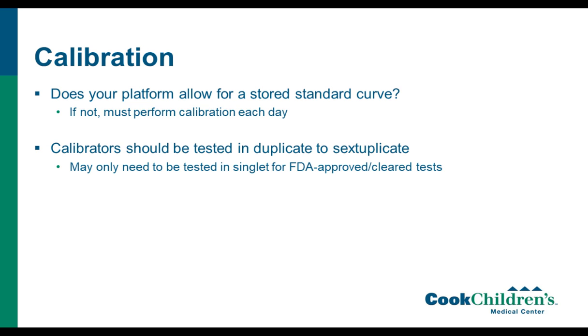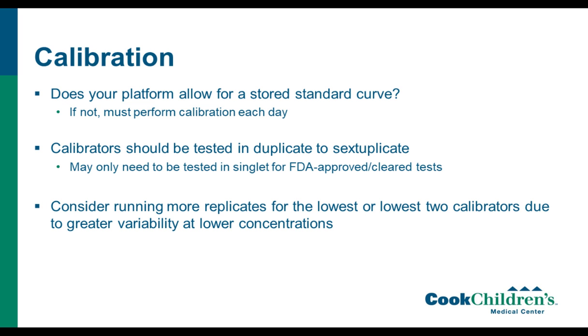When you're creating your standard curve, you'll want to run your calibrators anywhere from duplicate to sextuplicate, which is 6 replicates. Some FDA-approved tests require these only to be run in singlet, but a lot of times, if we're creating a new calibration curve, we'll run ours in sextuplicate, to have a lot of replicates to make sure we have an accurate curve and detect the variability that may be there. You may want to consider running more replicates for the lowest, or the lowest 2 calibrators, because in general we see more variation at the lower end of the curve, and that can help you detect the greater variability there. So sextuplicate, sometimes potentially even more.